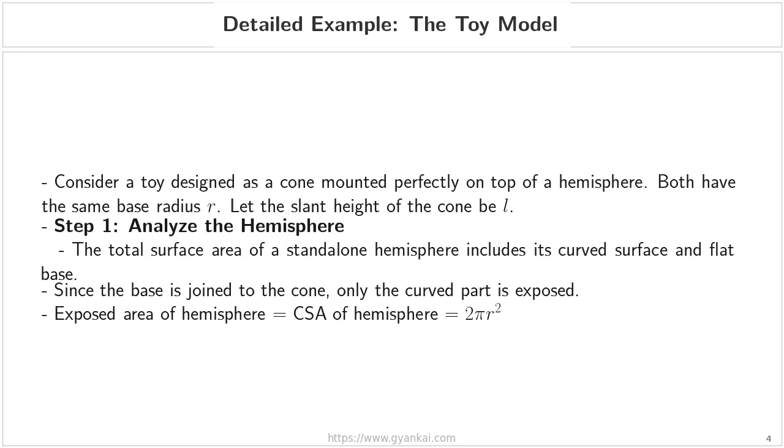Step 1, let's analyze the hemisphere. If this hemisphere were sitting by itself, its total surface area would consist of both its curved surface and its flat, circular base.